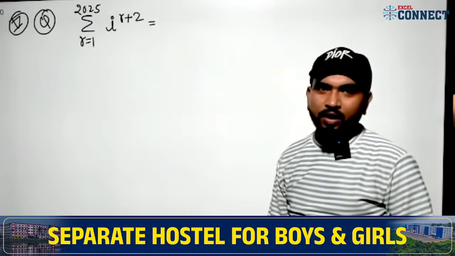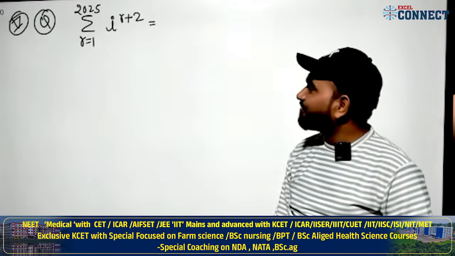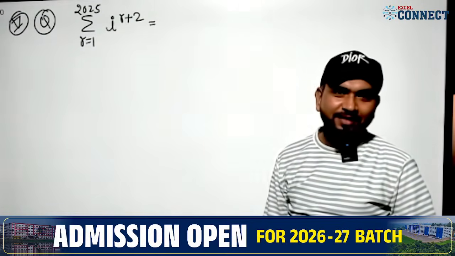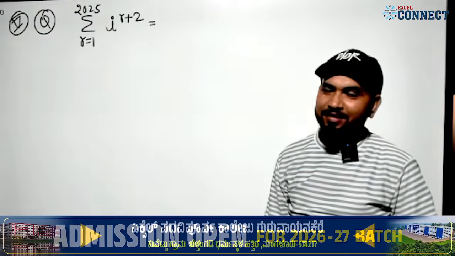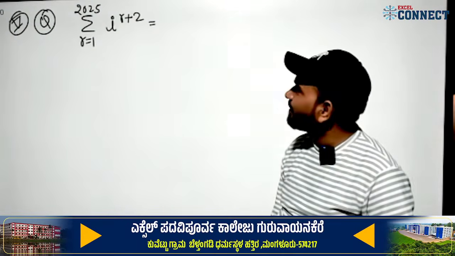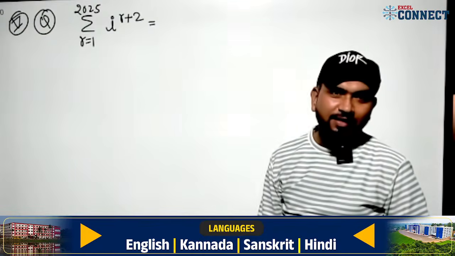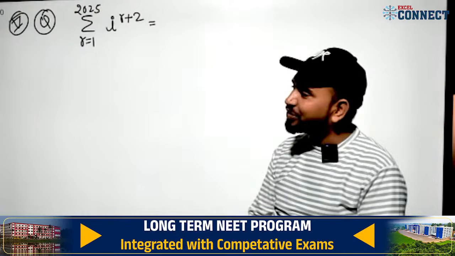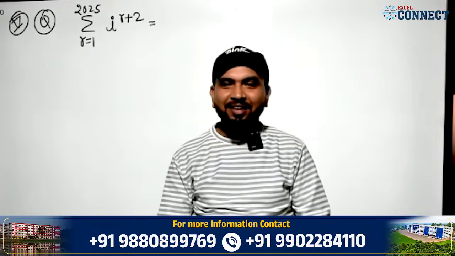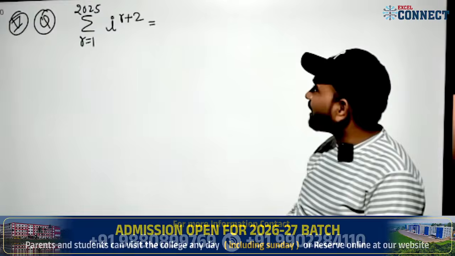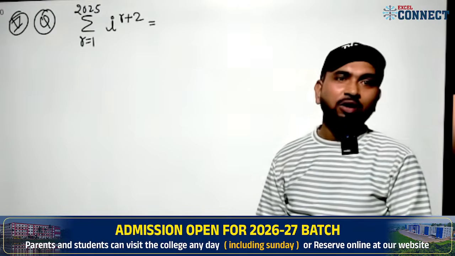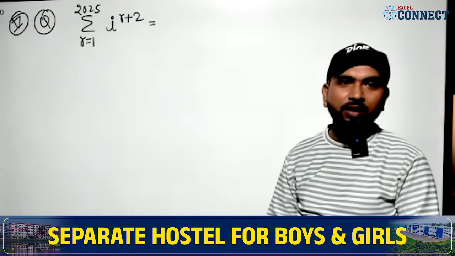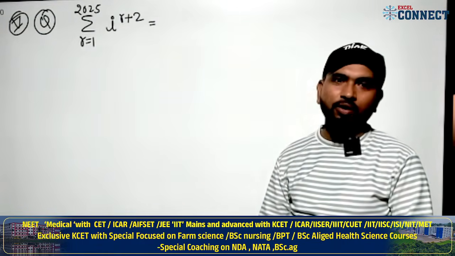Omkar is writing I. Iota is not the correct answer. Somebody is saying 0. 0 is also not the correct answer. Minus iota, yes, minus iota will come. Khushi, minus iota, very good.